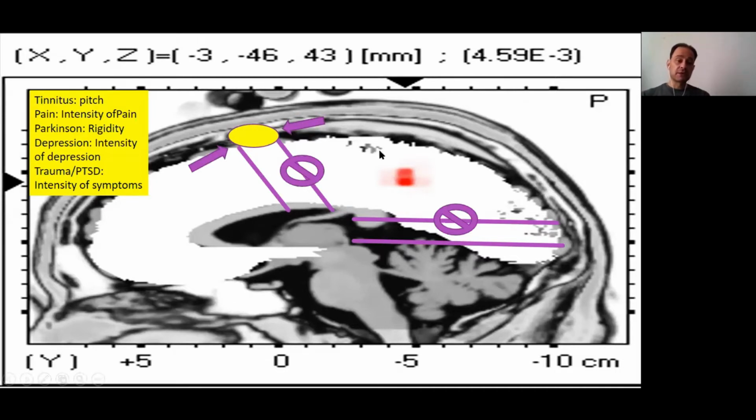So thalamocortical dysrhythmia increases the symptoms of tinnitus. It has to do with the intensity of pain, the intensity of rigidity in Parkinson's disease, the intensity of depression, and I added this because I believe this is what happens. Thalamocortical dysrhythmias are partly to blame, partly the culprit in PTSD and the intensity of trauma and PTSD symptoms.